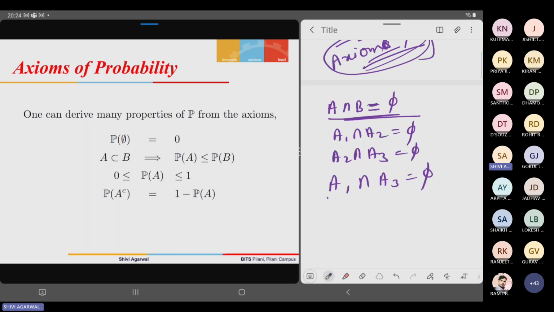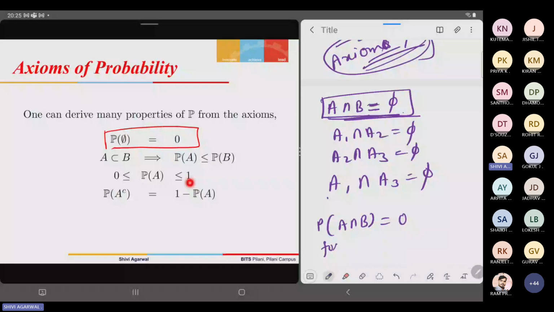What is the first result? The probability of the null set is equal to 0. As we are saying, if A and B are mutually exclusive events, then A intersection B is the null set. So the probability of A intersection B is equal to 0 for mutually exclusive events A and B. By this result, we can say the probability of the null set is equal to 0.